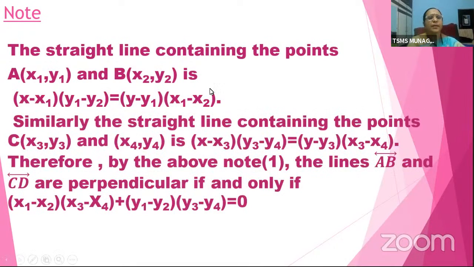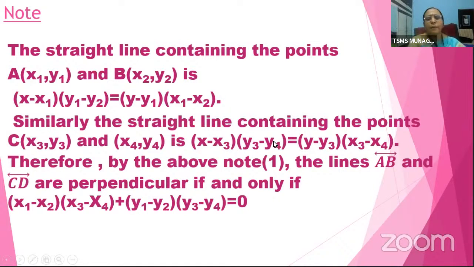The straight line containing the points A(x1, y1) and B(x2, y2) is (x minus x1) into (y1 minus y2) is equal to (y minus y1) into (x1 minus x2). Hope you remember this is the 2-point form of a straight line. Now, similarly, the straight line containing the points C(x3, y3) and D(x4, y4), using the same 2-point form, we get (x minus x3) into (y3 minus y4) is equal to (y minus y3) into (x3 minus x4).